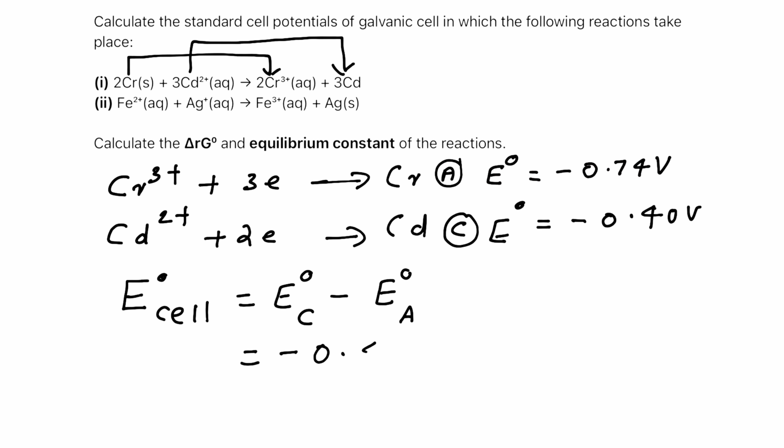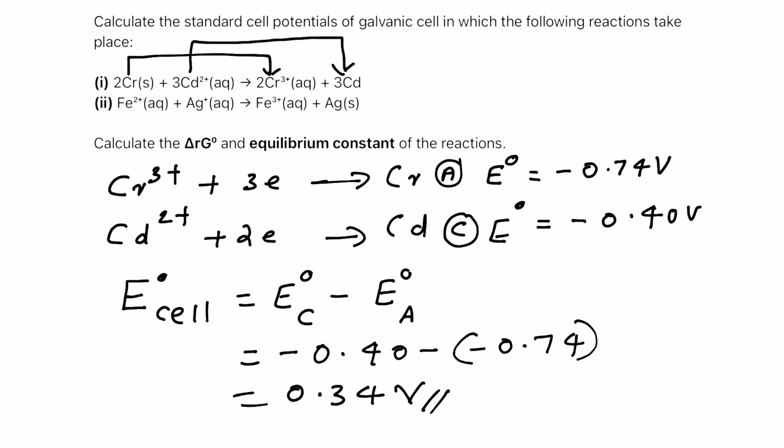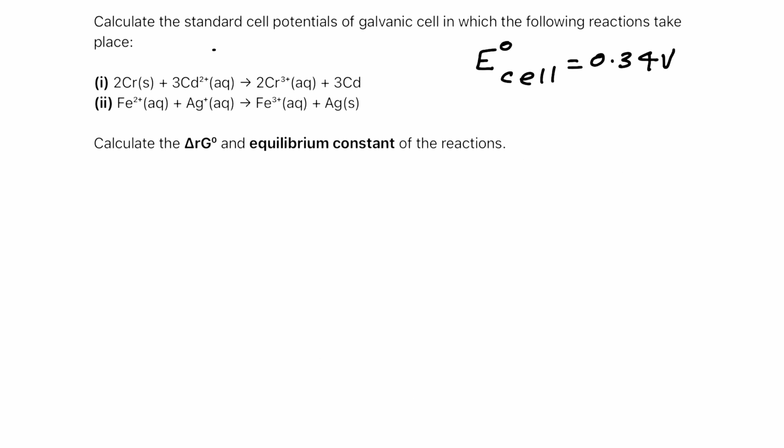Minus 0.40 minus minus 0.74, and you are going to get 0.34. What is the unit of standard cell potential? Volt. So that is our answer. Next we have to find the Gibbs free energy change. What is the equation for Gibbs free energy change? It is delta G standard is equal to minus nF E0 cell, right?